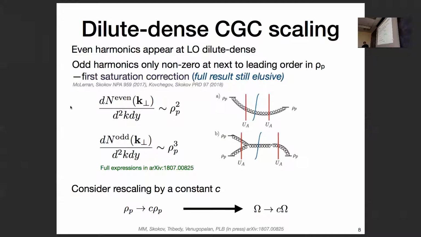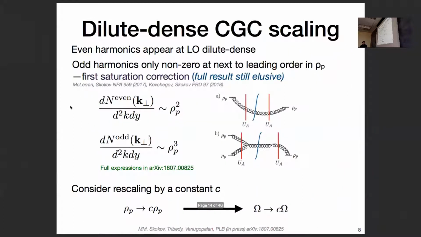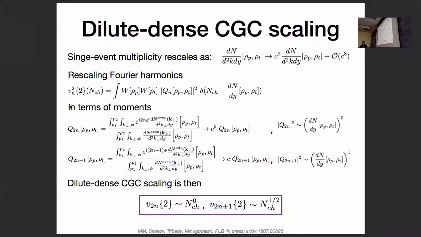As I pointed out, the even piece goes like rho projectile squared, and the odd piece goes like rho projectile cubed. If one considers a rescaling of rho projectile by some constant C, the omega that I defined previously, which is really just your valence source being rotated by the target in color space, also scales with C. Then one can see very clearly, for the single inclusive distribution that I write here for a given single event in rho, that this scales at leading order like C squared.